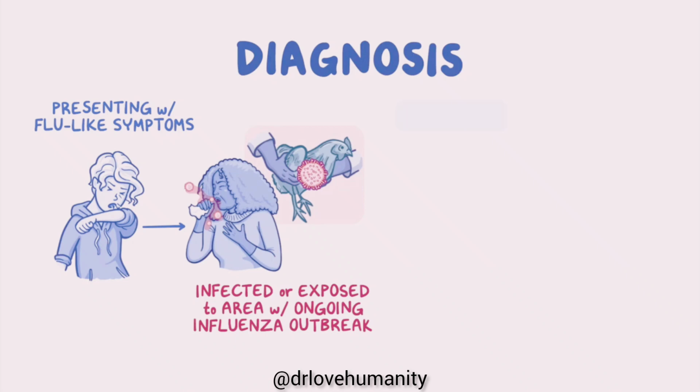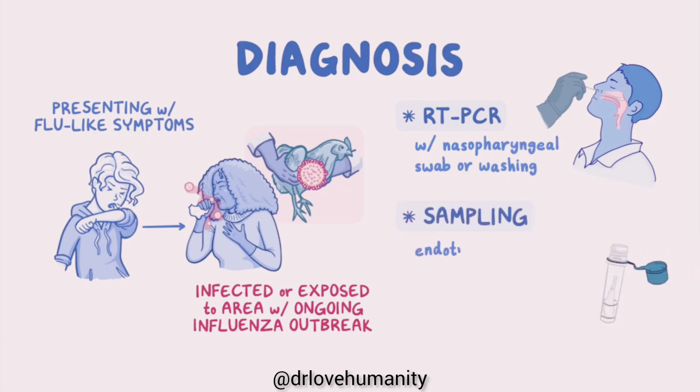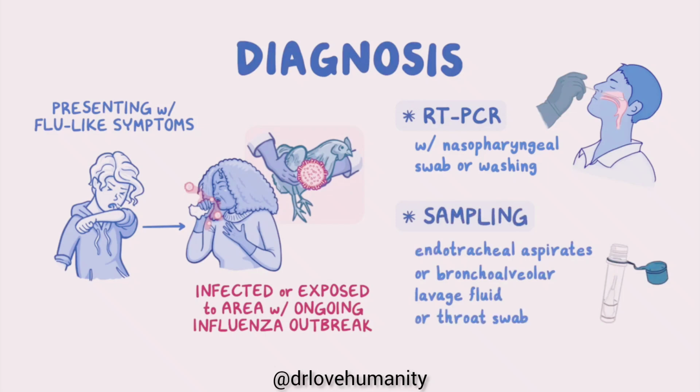Lab diagnosis is done using RT-PCR from a nasopharyngeal swab or washing. Patients with lower respiratory tract illness can have samples taken from endotracheal aspirates or bronchoalveolar lavage fluid. Throat swabs may be used if other recommended specimens cannot be obtained.